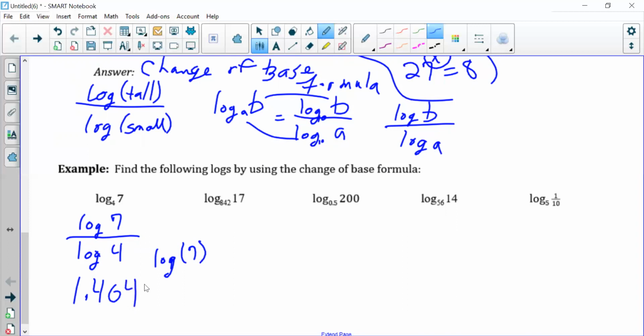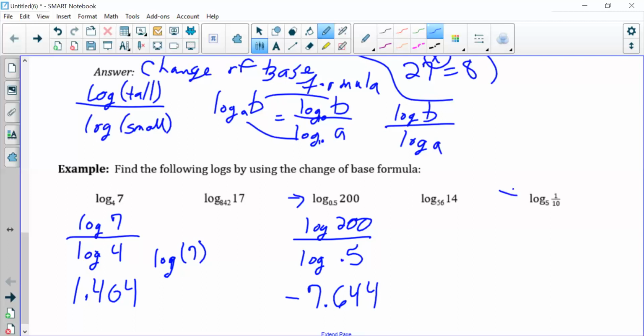All right, let's look at this one. So the log of the tall, log of 200 over log of 0.5. Again, parentheses, super important. Log of 200, close parentheses, divided by log of 0.5 equals negative 7.6438, so it's going to be negative 7.644.